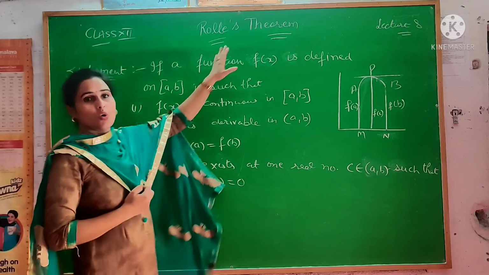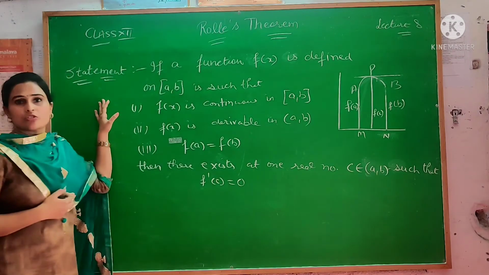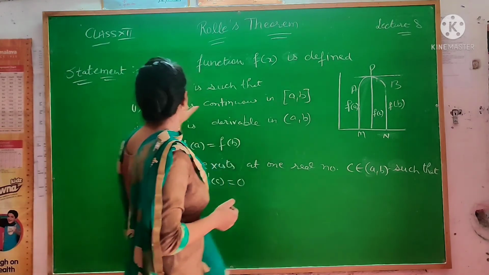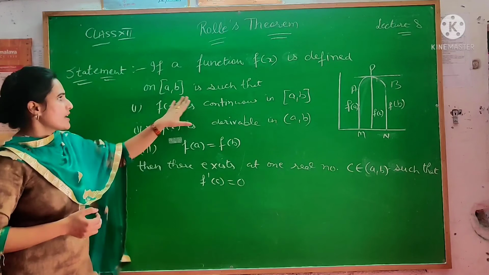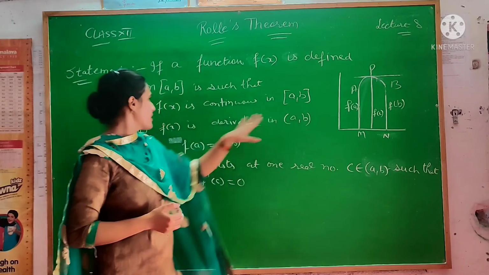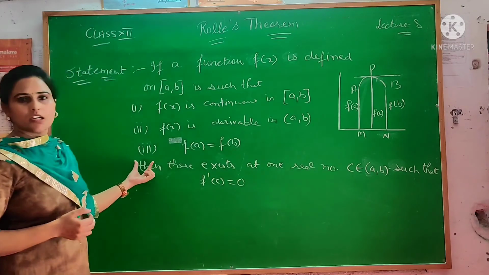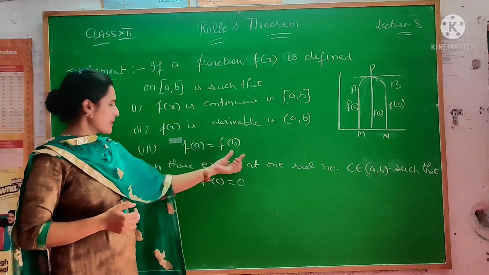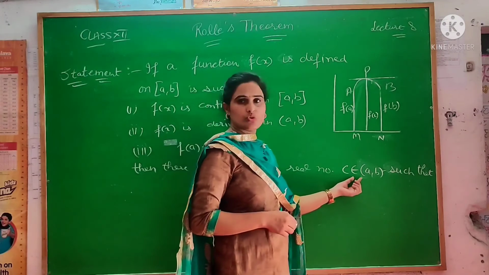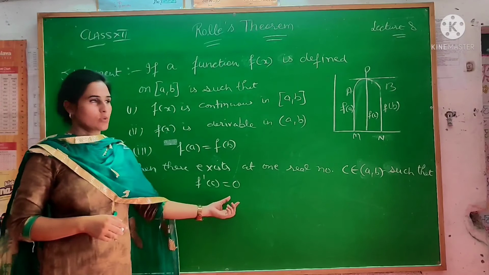Topic is Rolle's theorem. This is a very important topic of differentiation. So first of all, the statement of Rolle's theorem. If a function f(x) is defined on closed interval [a, b] and is such that f(x) is continuous in closed interval [a, b], and f(x) is derivable in open interval (a, b), and third condition, f(a) is equal to f(b), then there exists at least one real number c belongs to open interval (a, b) such that f'(c) is equal to 0.